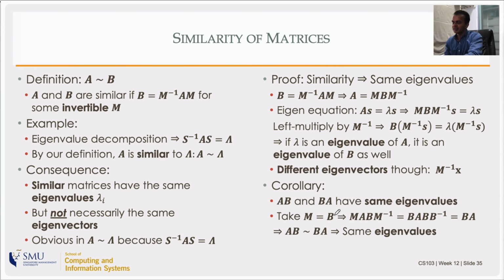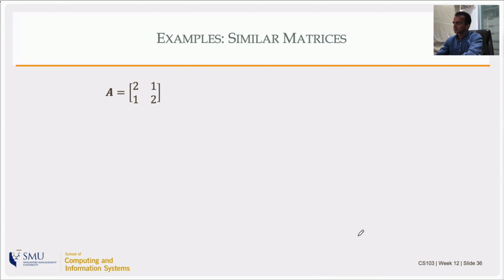A corollary to that is that AB and BA have the same eigenvalues, which comes about because you can take M, the similarity matrix that you are using, to be B, and then you do the multiplication. Then you can prove that AB and BA are similar to each other, and so they have to have the same eigenvalues.